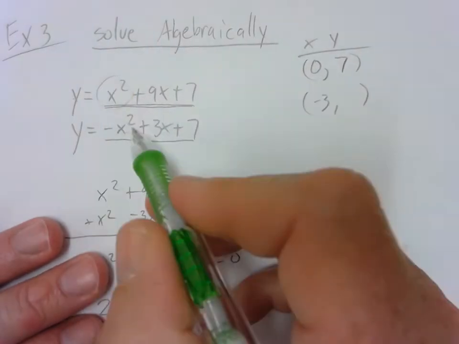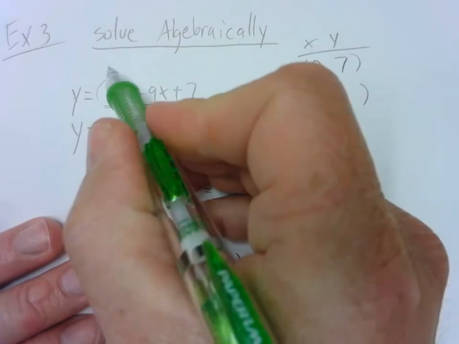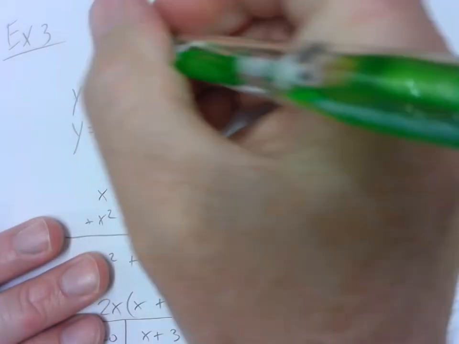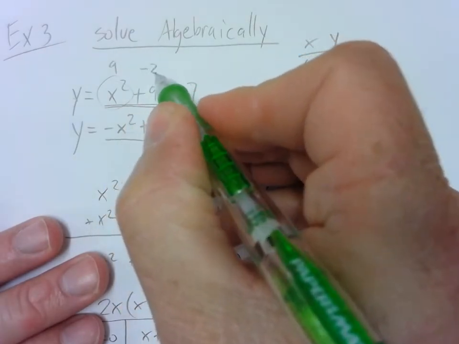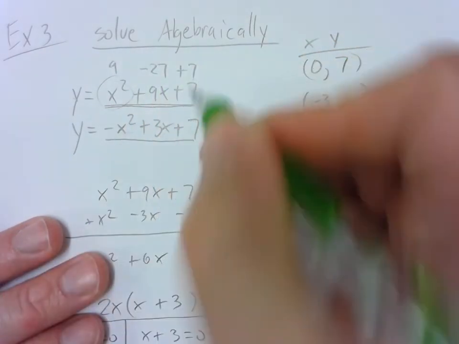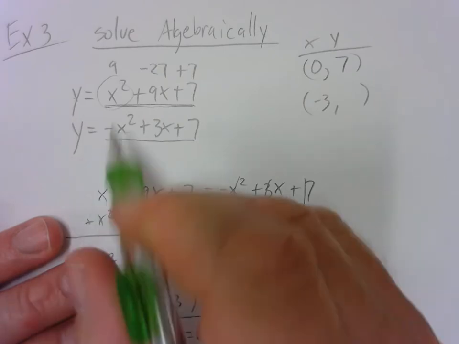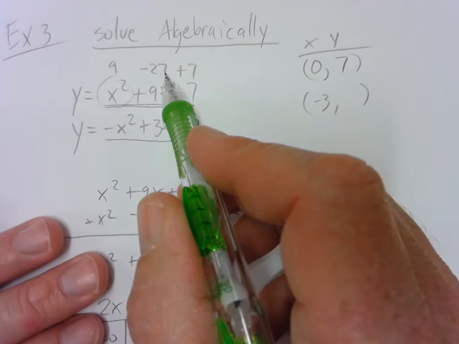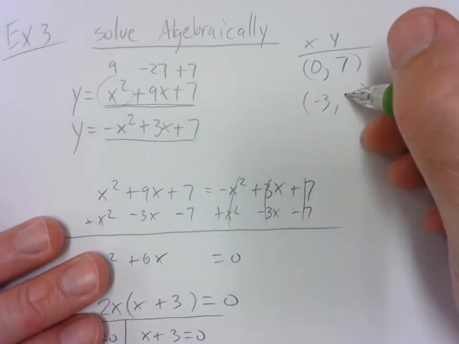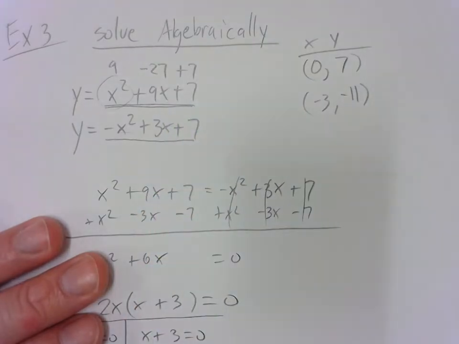So negative 3 squared would be 9. And then negative 3 goes in there, would be negative 27. And then plus 7. So put these together, it'd be negative 18. Negative 18 plus 7 would be negative 11. So those are the two solutions to this.